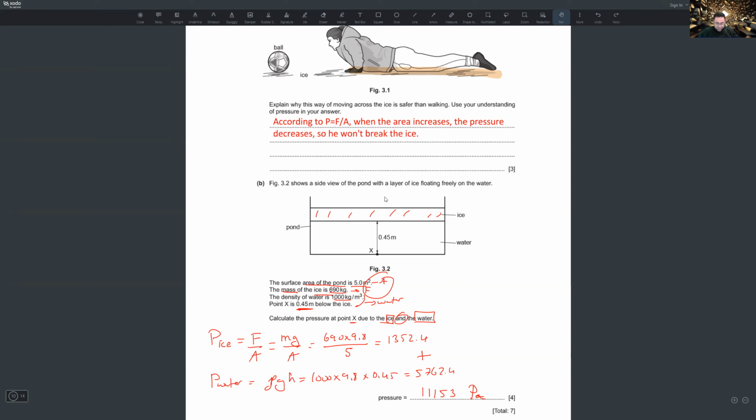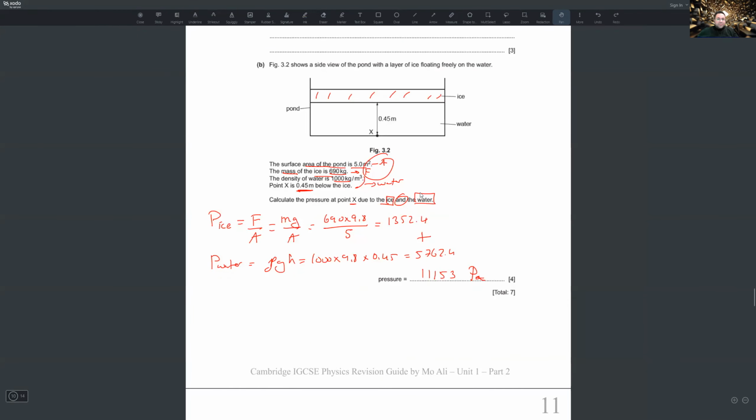So let me check one more time. Maybe I'm wrong. 0.45 plus 1352.4. Yeah, my calculator bugged out. I'm sorry, my calculator bugged out for a second. The total is 5762.4. This is 4410. And this is, I don't know why they do that. Weird. This is 1352.4. Okay, very good.